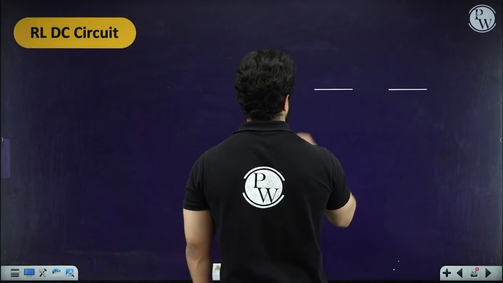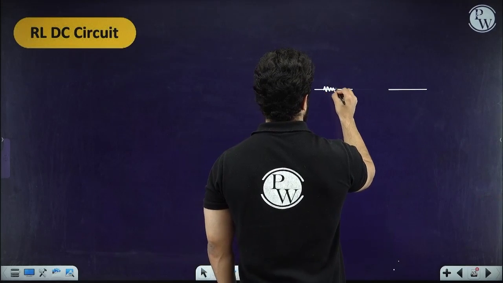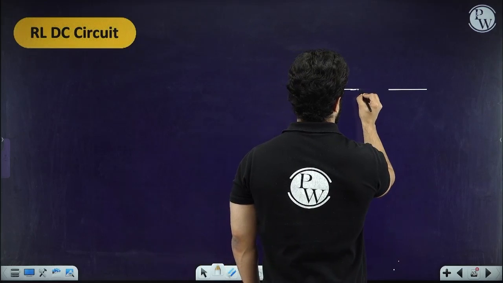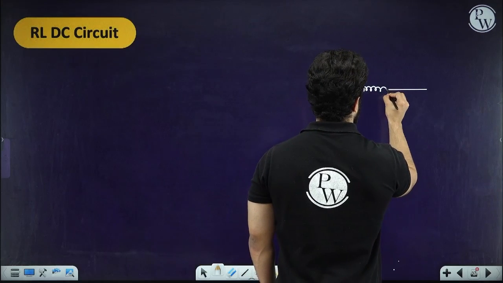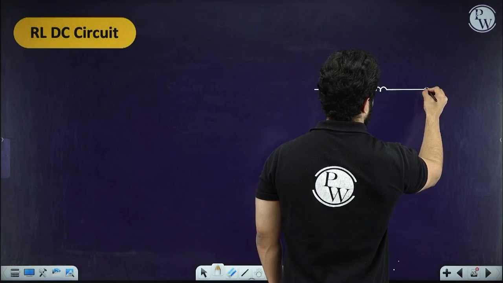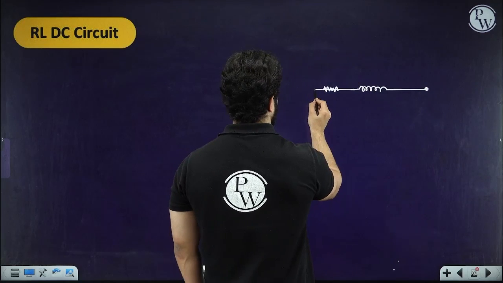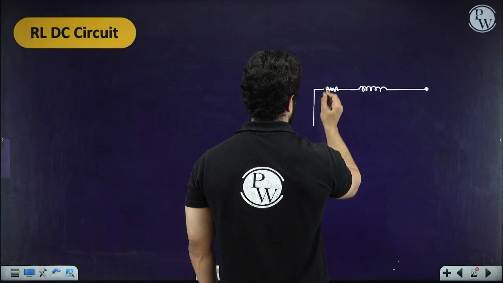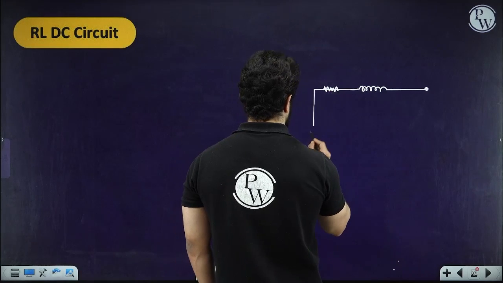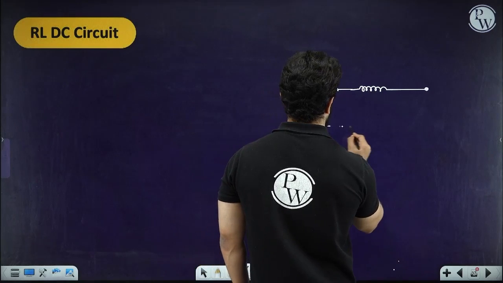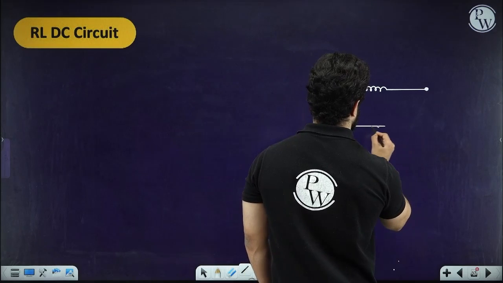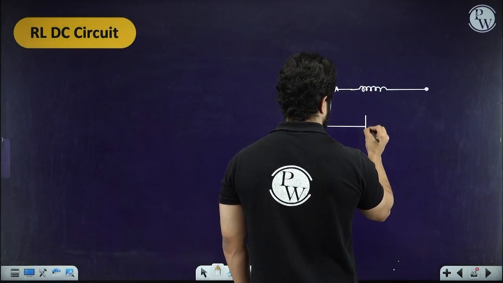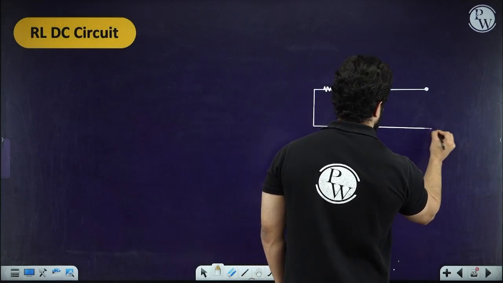Let's suppose we have got resistance and an inductor over here, and this is a terminal, and another point is actually connected with a battery, and this is actually your normal DC battery.